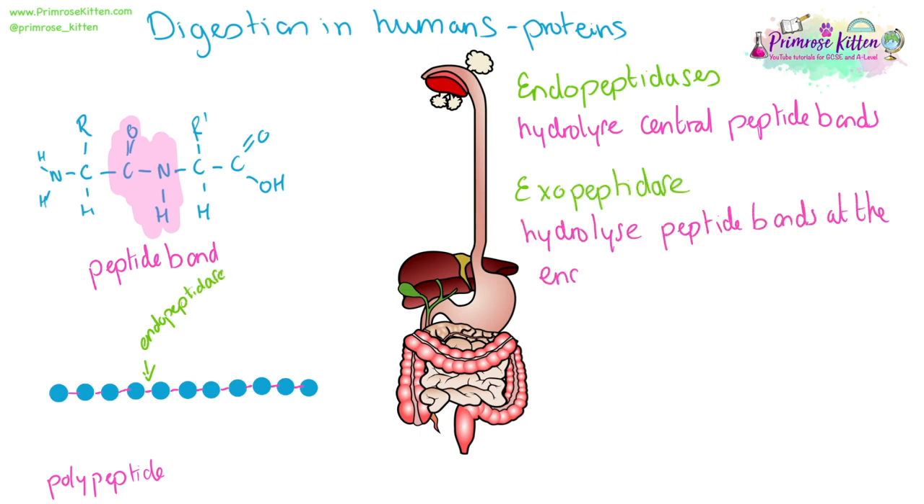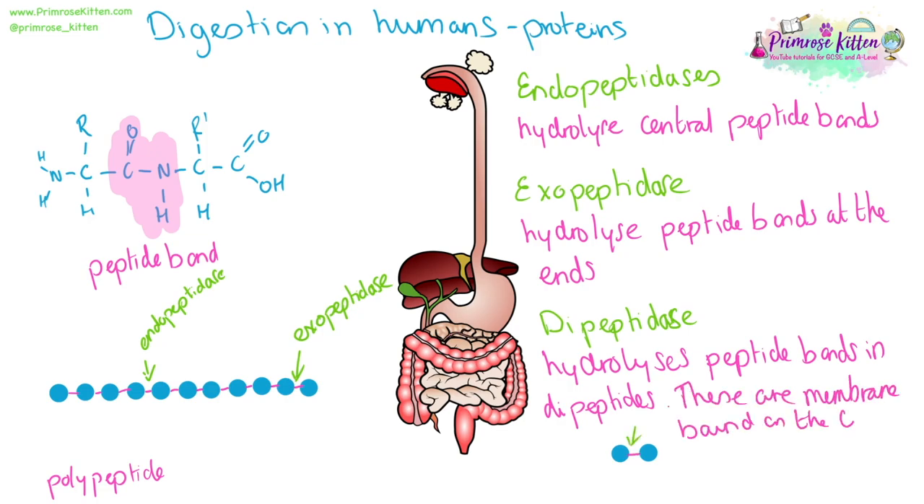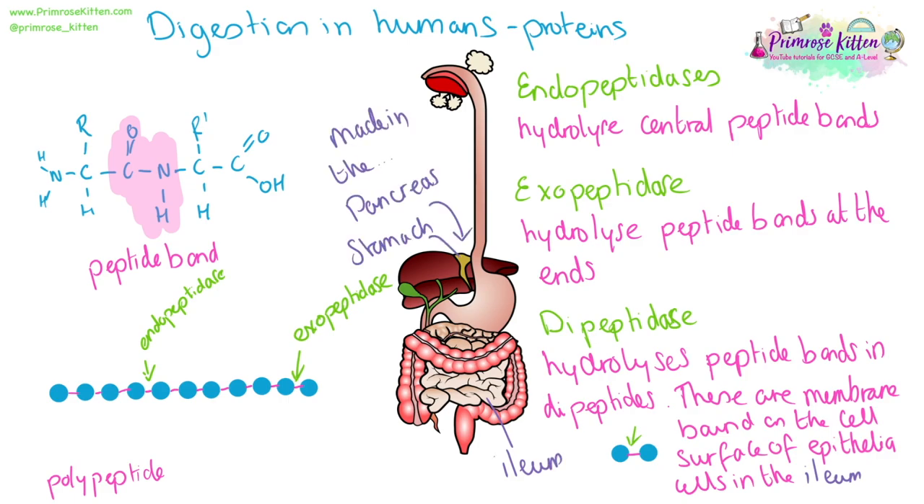Exopeptidases hydrolyze peptide bonds at the end. And dipeptidases will hydrolyze the peptide bond in a dipeptide. These are membrane bound. These are on the cell surface of the epithelial cells in the small intestine. These can be made in the pancreas and in the stomach.